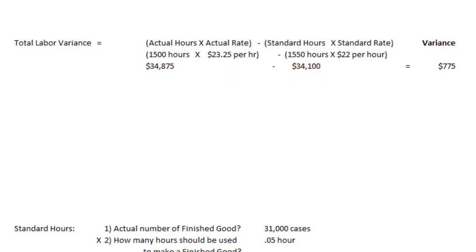Let's not think about positive or negative, but favorable or unfavorable. If the actual side is higher than the expected standard, and it is, then that's unfavorable. In our case, $775 unfavorable. However, if the actual amount is lower than the standard, then that would be favorable. Again, think about it like a cost. If the cost comes in lower than what you expected, that would be favorable. If it comes in higher, then that would be unfavorable.